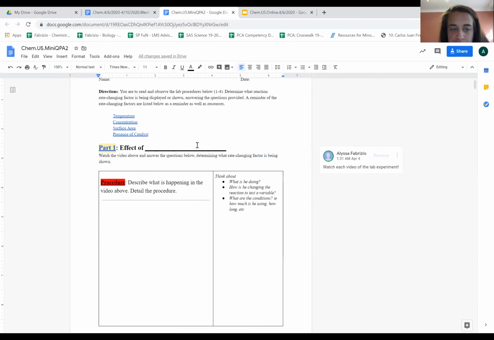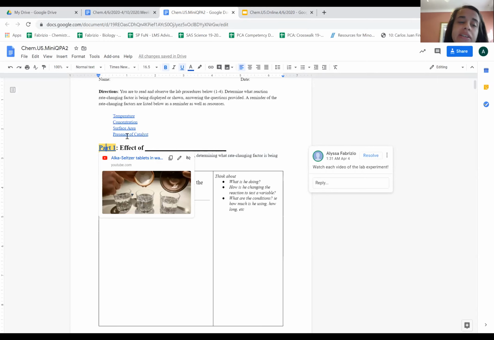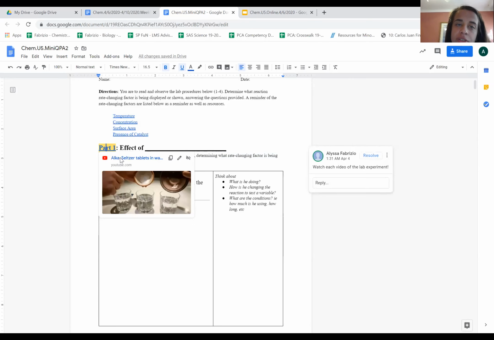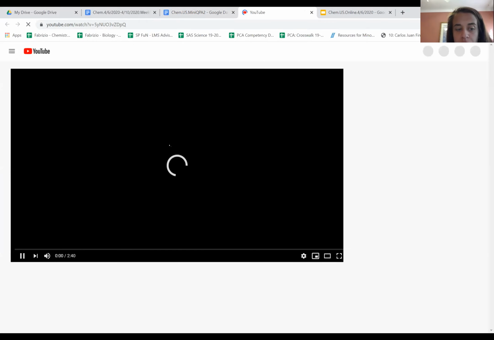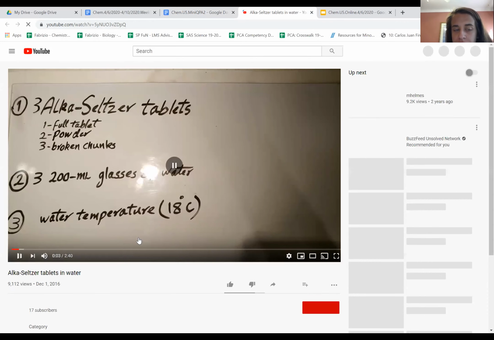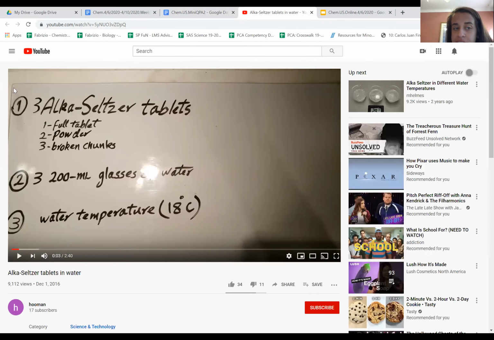Then you can type which factor. This is the effect of blank, and again, we have our 4 options up here. So the effect of whatever is being shown, whatever you determine. You'll click on the video here and watch it. We tried to keep them short. It gives us our setup here.